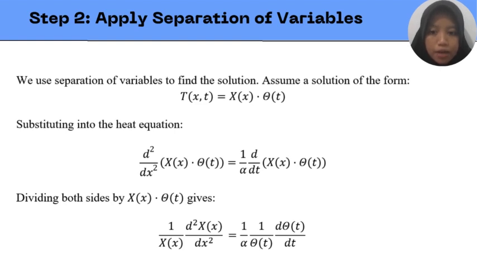And then by dividing both sides by X(x) V(t), we have 1 over X(x) times the second derivative of X(x) with respect to x squared, equal to 1 over α times 1 over V(t) times the derivative of V(t) with respect to t.